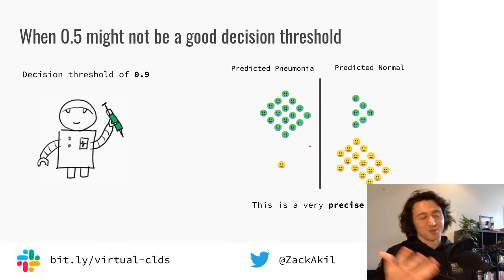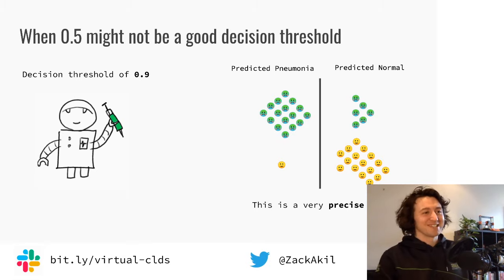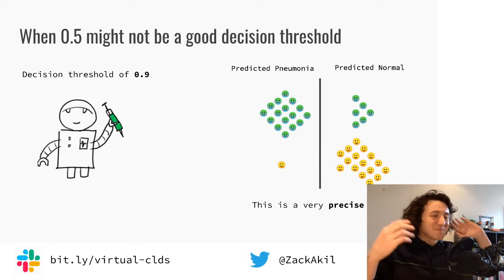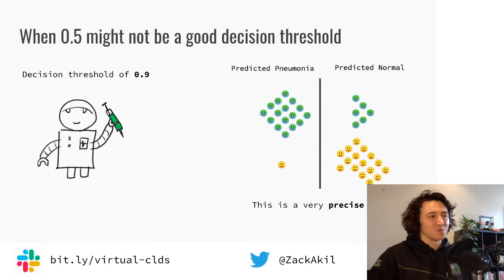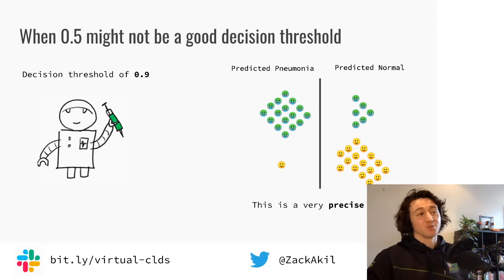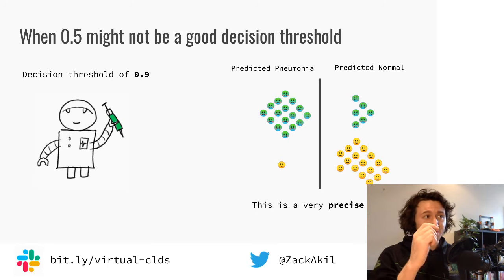So what do we call what we just did? Well, we can say we made this model more precise. Well, what does that mean? It means this is the kind of behavior we wanted. We wanted it to focus on just getting the pneumonia predictions to be correct when we're making them.